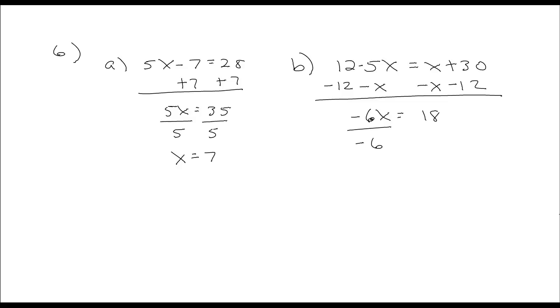Divide both sides by a negative 6. 6's cancel, leaving just x. And it's a positive 18 divided by a negative, so positive divided by a negative is negative. 18 divided by 6 is 3.